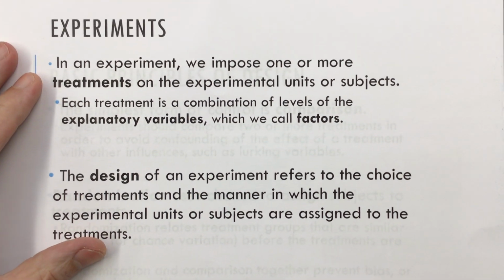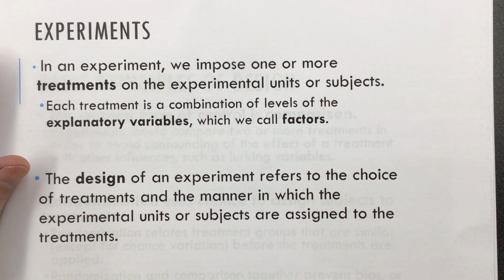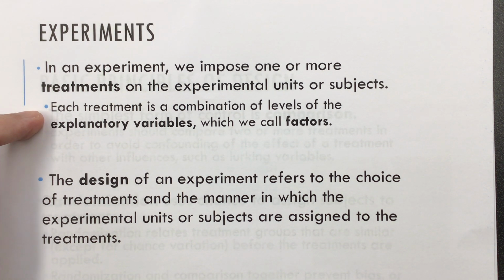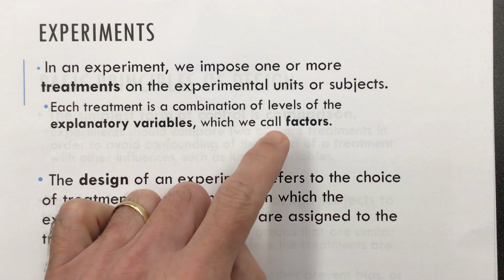Okay, when we set up an experiment, we will be imposing at least one treatment on our subjects or experimental units. We call them subjects, obviously, if they're humans, experimental units if potentially it's something else. And our treatments, we're typically going to have different levels, right? Different, if it's a drug, maybe different dosages, maybe given at different times, etc. So that's our explanatory variable. And those different levels we call the factors.